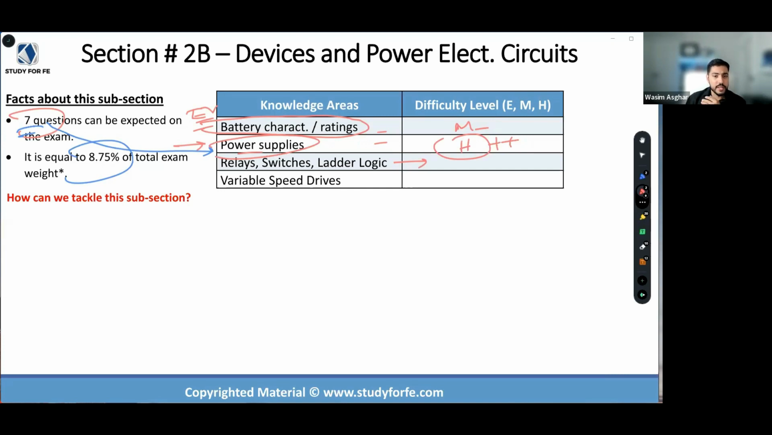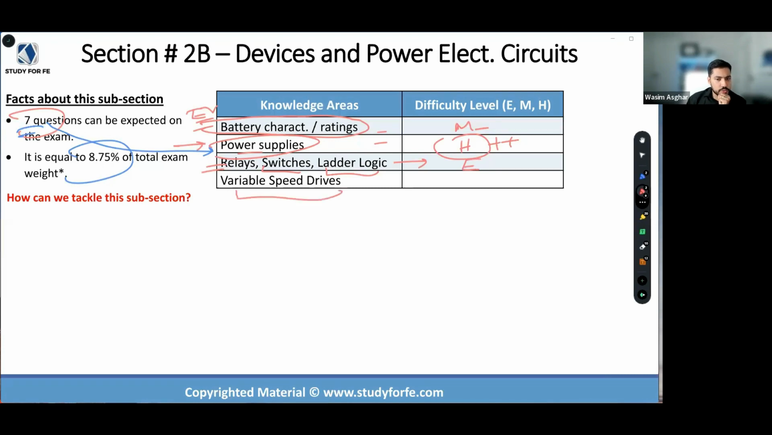The relay discussion came up again in section number 4, and I was like, guys, we're going to revisit it. So we were sort of cruising at a high level with relays, with switches, different terminology, different types, with ladder logic. We looked at schematics and whatnot. How would you guys rate this? Easy? Okay, let's call it easy.